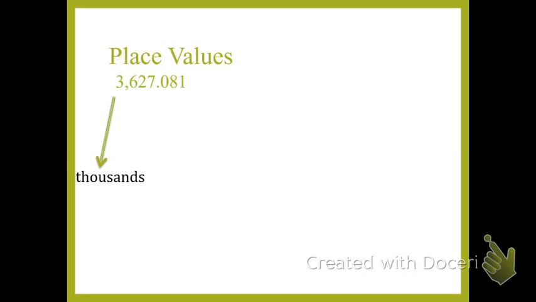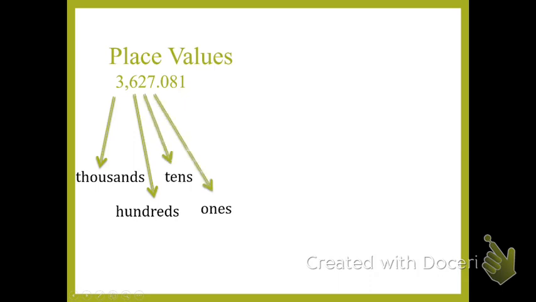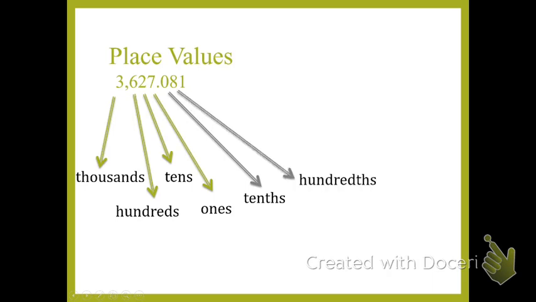value. So in this question, the 3 is in the thousands place. The 6 is in the hundreds place. The 2 is in the tens place. The 7 is in the ones place. Then we have the decimal point. The 0 is in the tenths place. The 8 is in the hundredths place. And the 1 is in the thousandths place. Using these decimal places, tenths, hundredths, and thousandths, that's going to help me solve an equation that involves decimals.